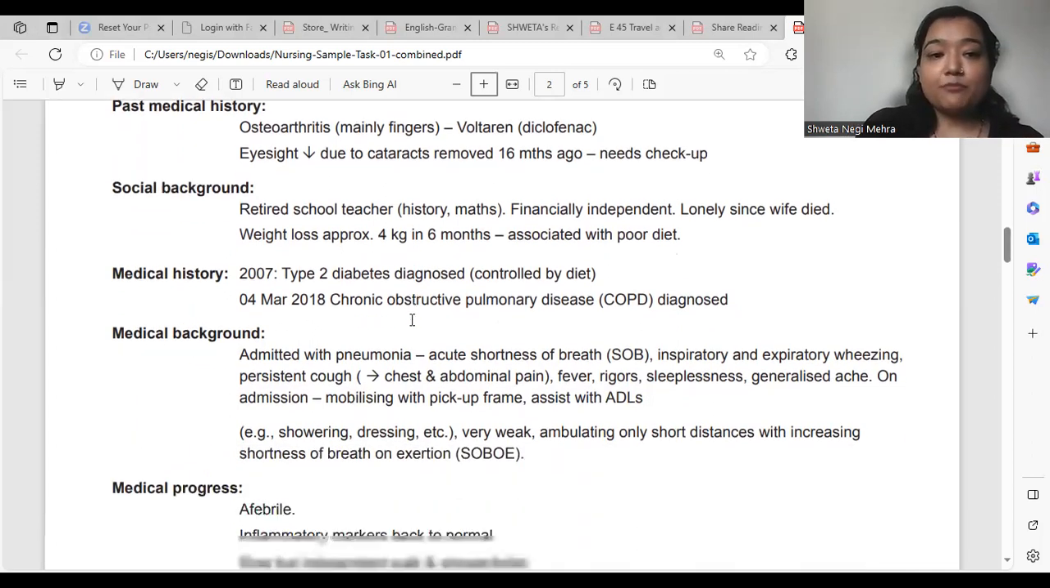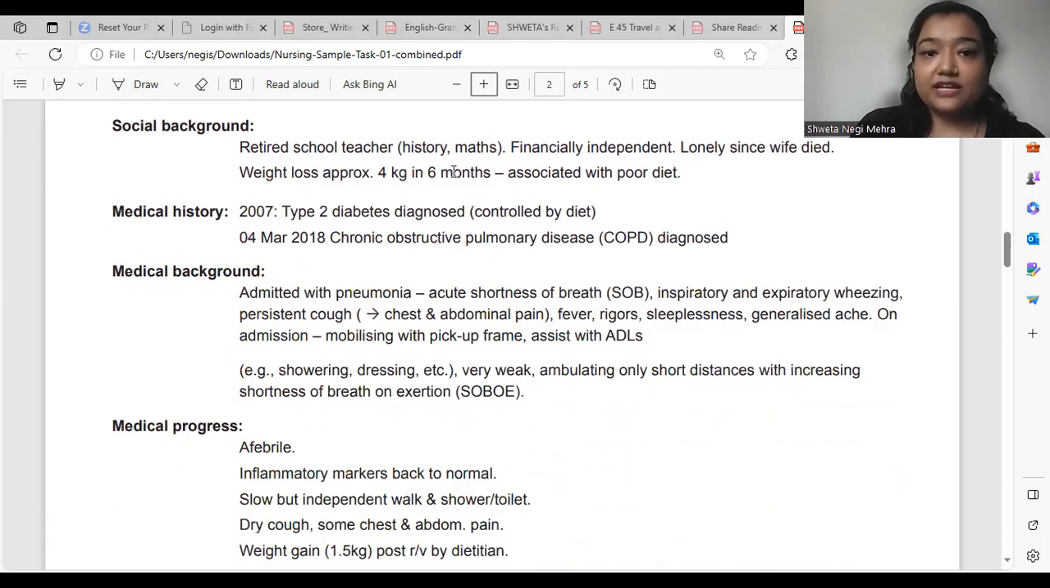Social background is given, medical history is given. He is a retired school teacher, financially independent, lonely since his wife died, weight loss is noted, and he has type 2 diabetes. On 4 March, chronic obstructive pulmonary disease was diagnosed. And the medical background, as in when he was admitted: he had pneumonia, with acute shortness of breath, inspiratory and expiratory wheezing, persistent cough, chest and abdominal pain, fever, rigor, sleeplessness and generalized ache. On admission, mobilizing with pickup frame, assist with ADLs. ADLs means activities of daily living.